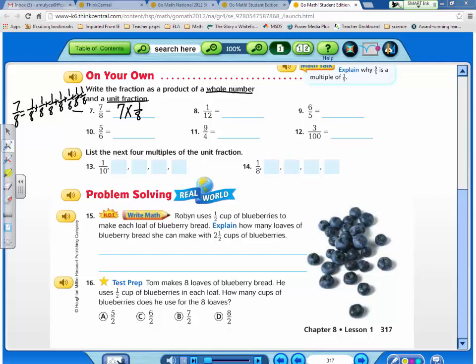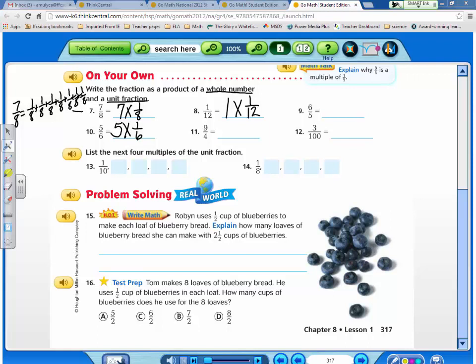So let's take a look at number 10. It is 5 groups of 1/6. Our unit fraction is 1/6, and there's 5 of them. Now 1/12 is 1 times the unit fraction 1/12. So how would we use this?